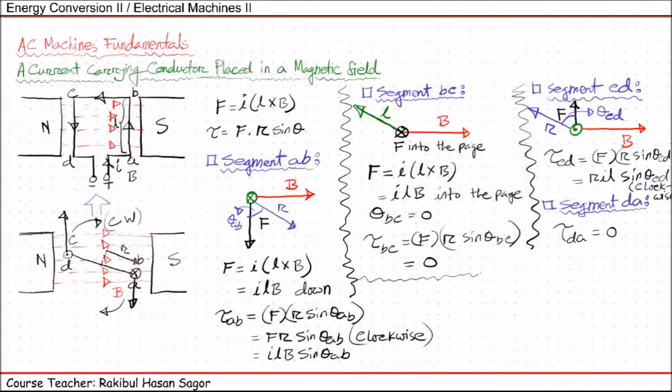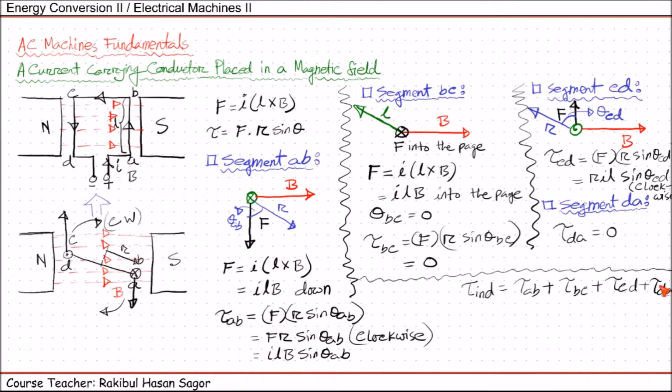Let us segmentize this portion. Now the tau induced will be equal to tau AB plus tau BC plus tau CD plus tau DA, and we can see that tau DA and tau BC have 0 value, so tau induced will be tau AB plus tau CD.